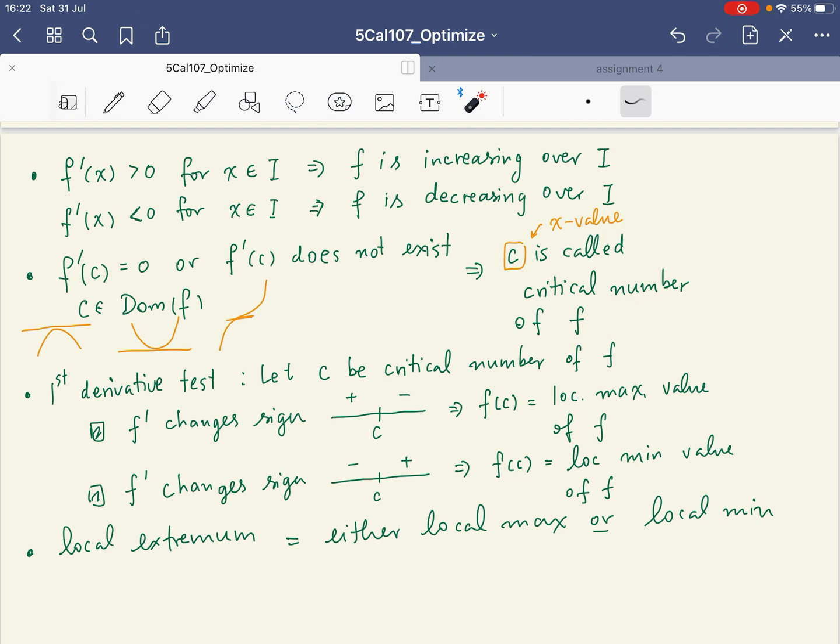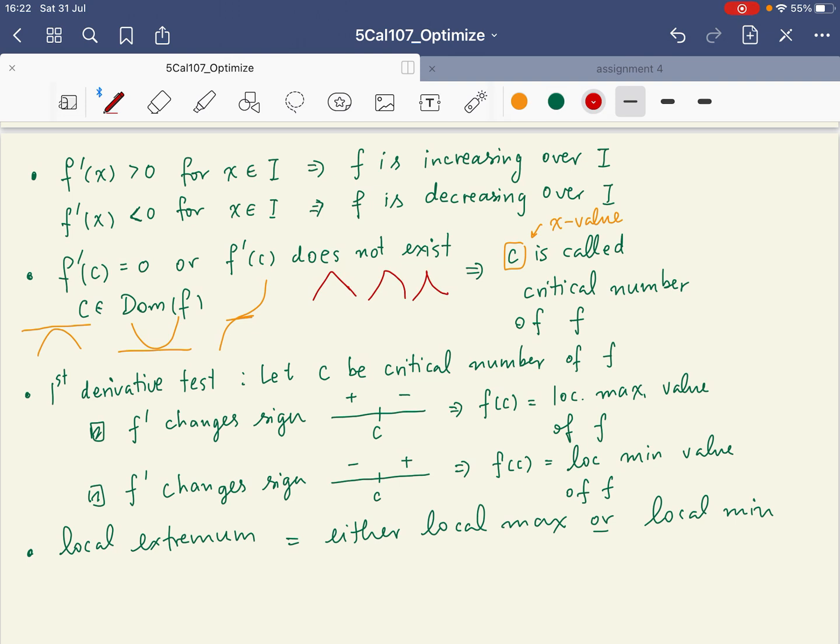However, there is another kind of critical number. You can find it by looking at the x value c such that your f prime does not exist. So it will be either the one that makes your derivative equal to 0, or the derivative at that point does not exist. That will be your critical number. And if it does not exist, then the graph will look like this, with an angle like this, or like that, or like this.